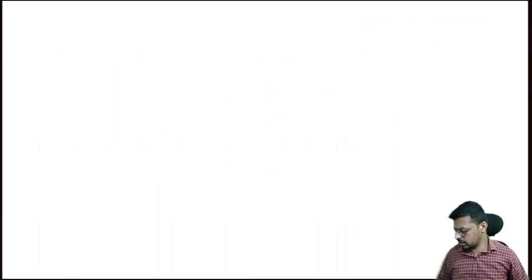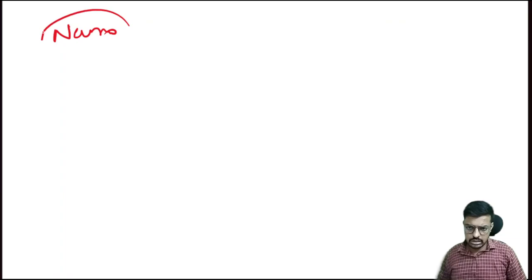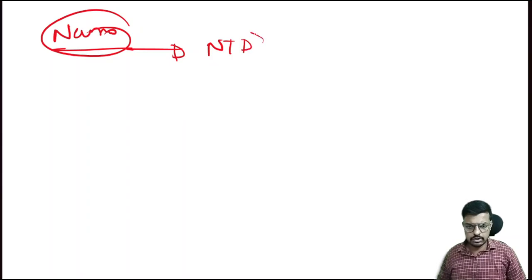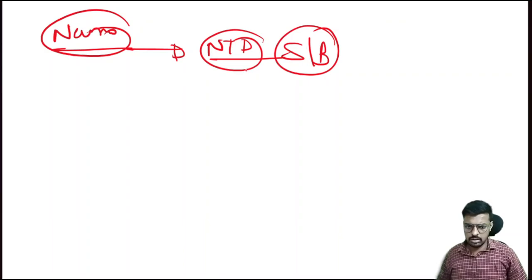Okay, so the next one is childhood neurology. Here you must and should revise neural tube defects: spina bifida and hydrocephalus.